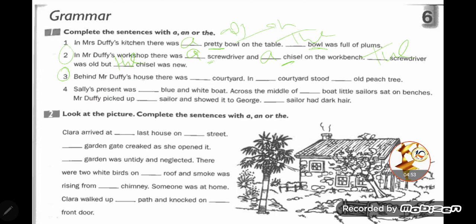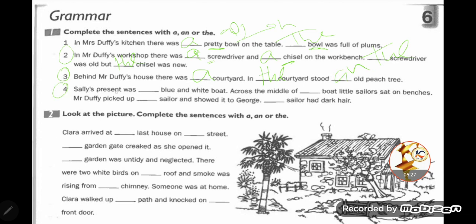Number 3. Behind Mr. Duffy's house there was a courtyard. إذا هون directly ما رح أستخدم the ولكن حستخدم courtyard، يعني كان في عنده ساحة خلفية. و for the second time بنحكي in the courtyard stood. Okay or stood ايش بستخدم an old beech tree ولا the old beech tree؟ لا طبعا for the first time بحكي لنا عنها فبنحكي stood an old beech tree.